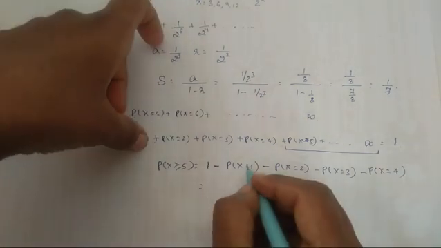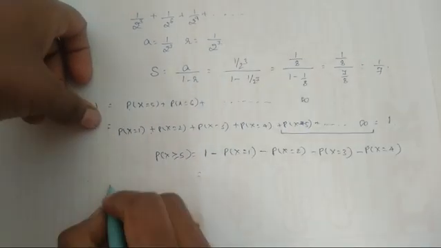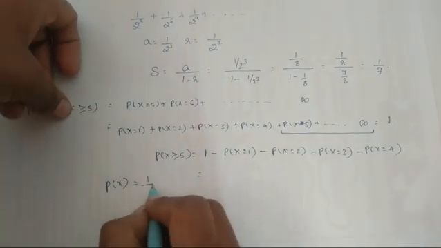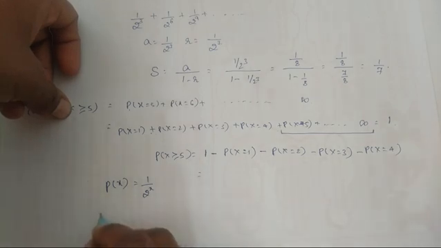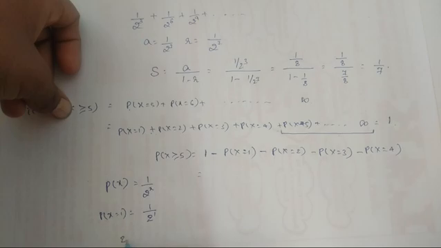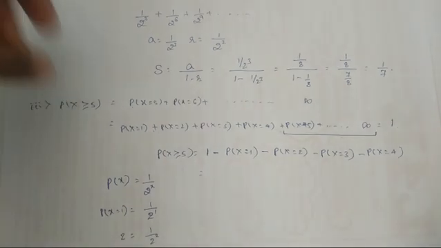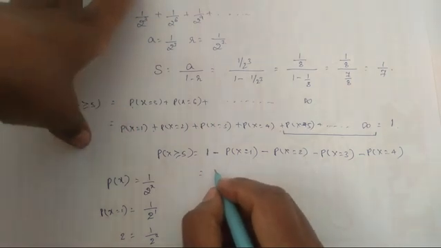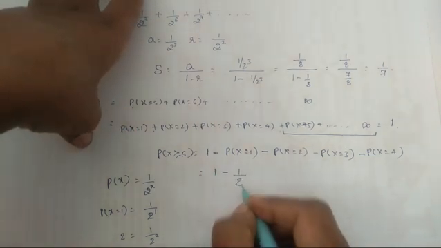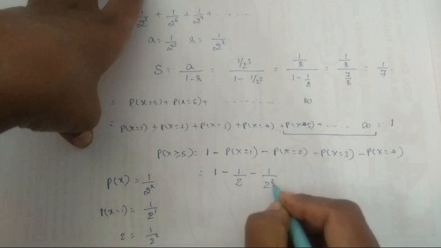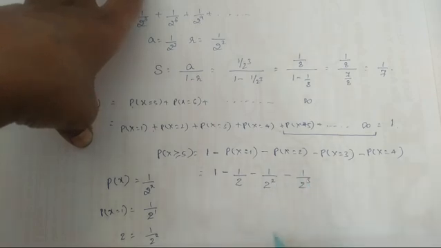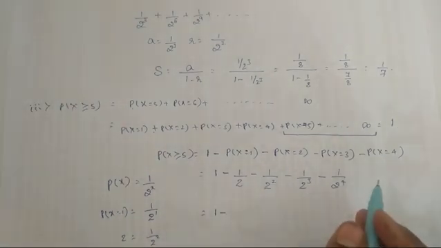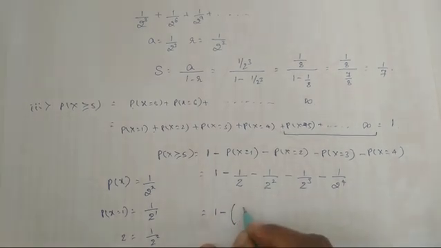Find the p of x is equal to 1. What is the function we are having? I am writing here, p of x is equal to 1 by 2 power x. That means p of x is equal to 1 will be equal to 1 by 2 power 1. For x is equal to 2, it is 1 by 2 square. So I'll write here 1 minus 1 by 2 minus 1 by 2 square minus 1 by 2 cube minus 1 by 2 power 4. Okay, 1 minus, you solve all this using a calculator.